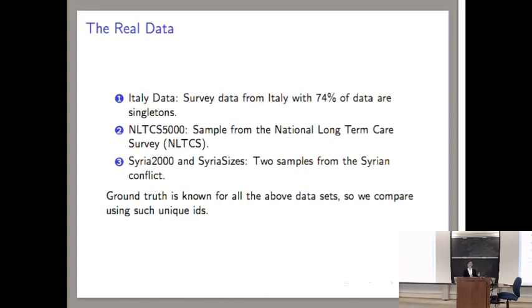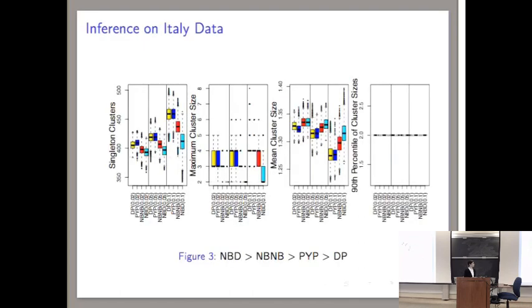And so we don't expect this to work well on this data set because we've removed the most information that we have about the data set. So ground truth is known for all of the above data sets on some level. So we compare this using what we knew on these particular unique IDs.